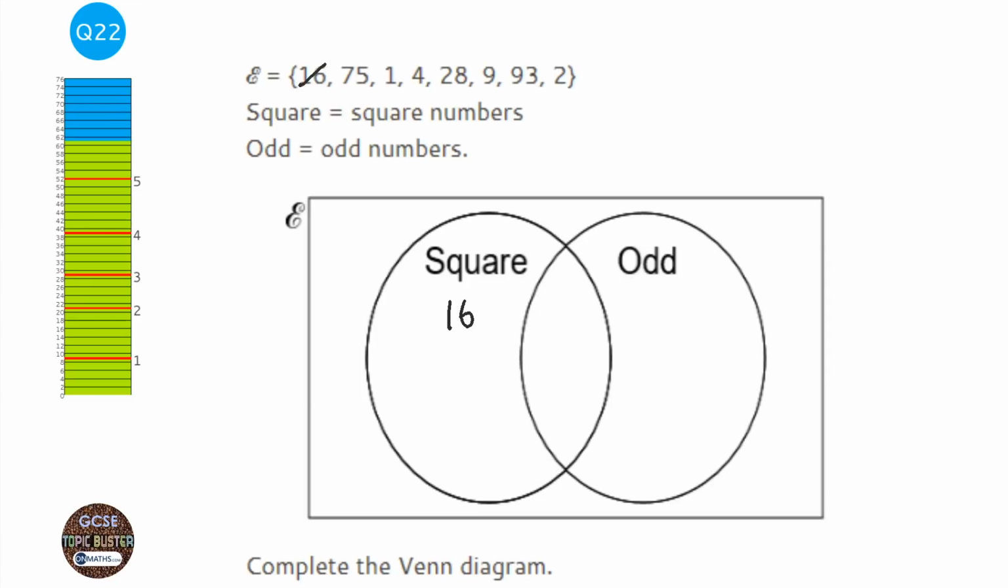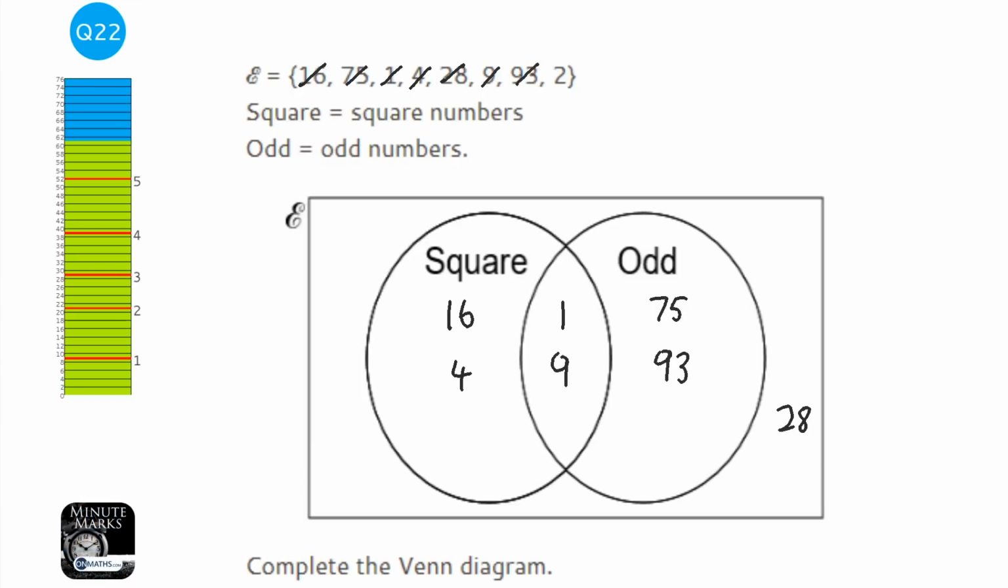75. Now, 75 is not a square number, but it is odd. So I'm going to put that there. Now 1 is a square number and it's odd, so that's going to go in the middle. 4 is a square number but it's not odd. 28. Now 28 is not a square number and it's not odd, so that's going to go out here. 9 is a square number and it's odd, so that's going to go there. 93 is not a square number but it is odd. And 2 is not a square number or odd. That's going to go on the outside here.